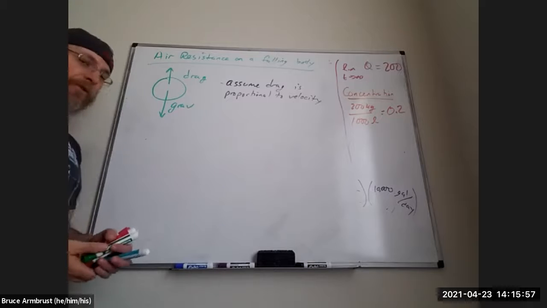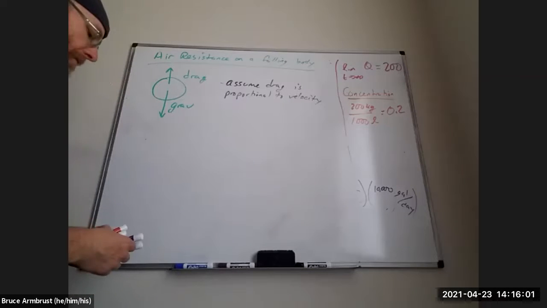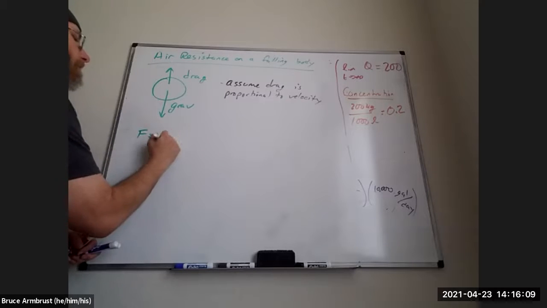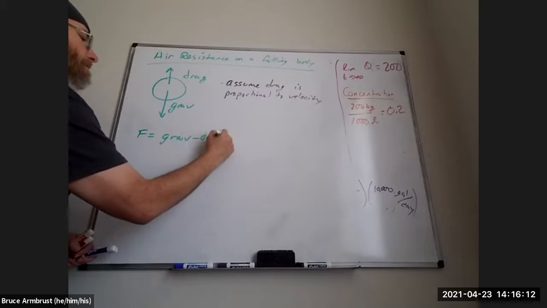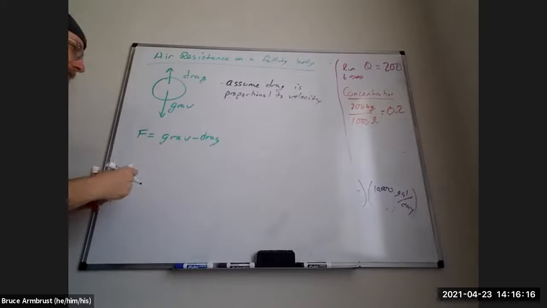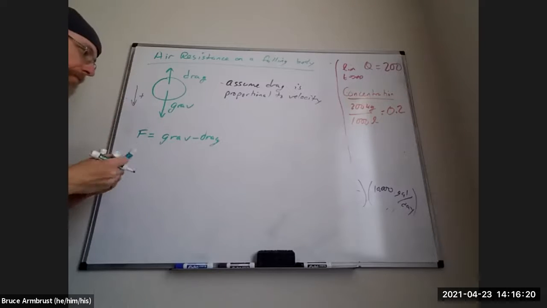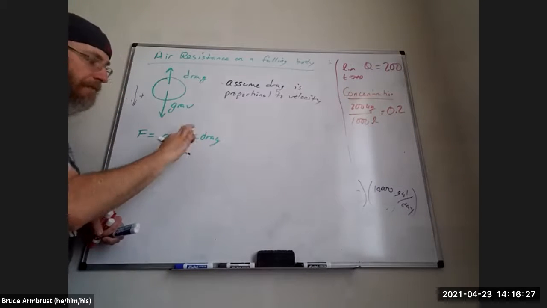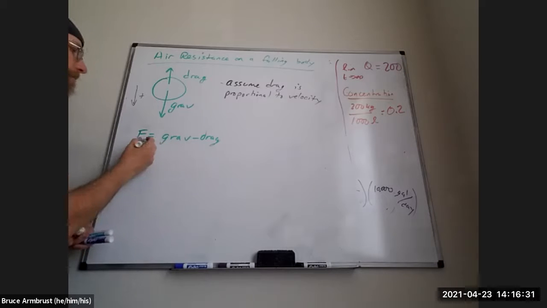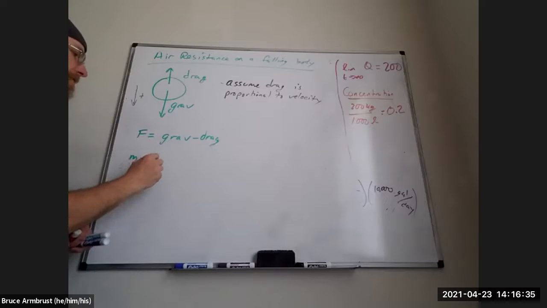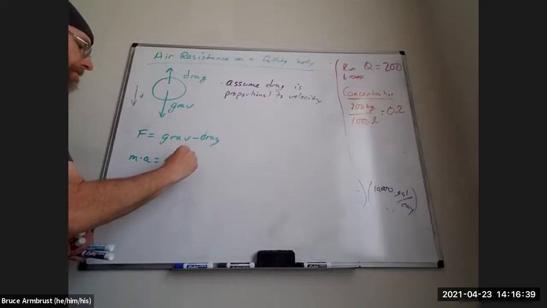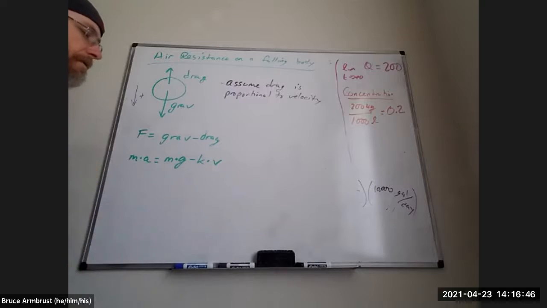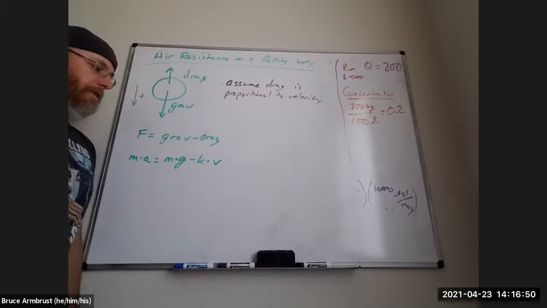All right, so let's just do some real quick Newton's second law on this. So the total force then is going to equal gravity minus drag. Since it's falling, I'm going to make down be positive. If you don't like that, go ahead and make down be negative and swap these. It totally works. Okay, so then the force is actually the mass times acceleration. Gravity, of course, is mass times gravity. And then our drag is now going to be some constant of proportionality k times velocity, because we're going to say that it's proportional to velocity.